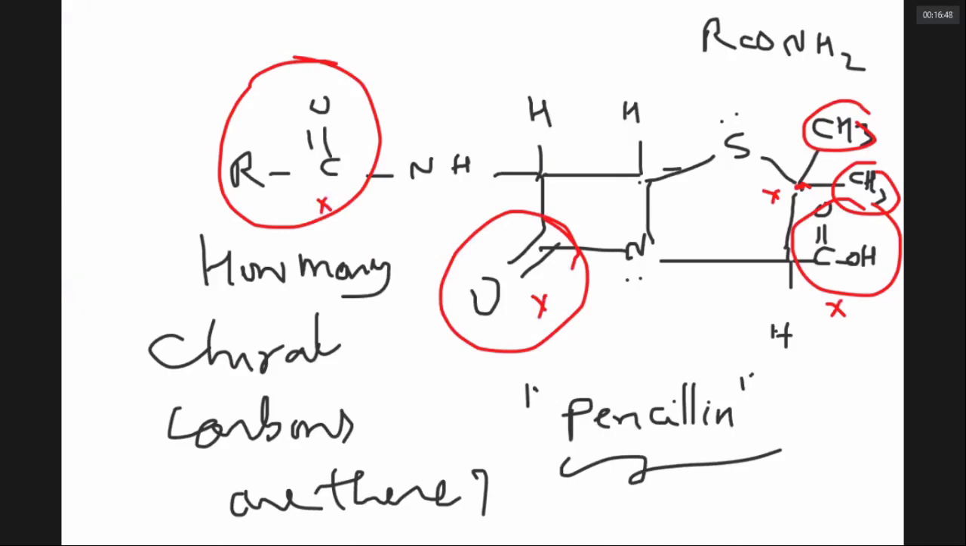Now, can it be a chiral carbon? Let us use this color. Can it be chiral? Yes, sir, because it has 4 different groups. Now, can it be chiral? Yes, sir. So how many chiral carbons does it have? 3 chiral carbons, sir. Congratulations. This is an IIT question. Is it difficult or easy? Easy, sir.